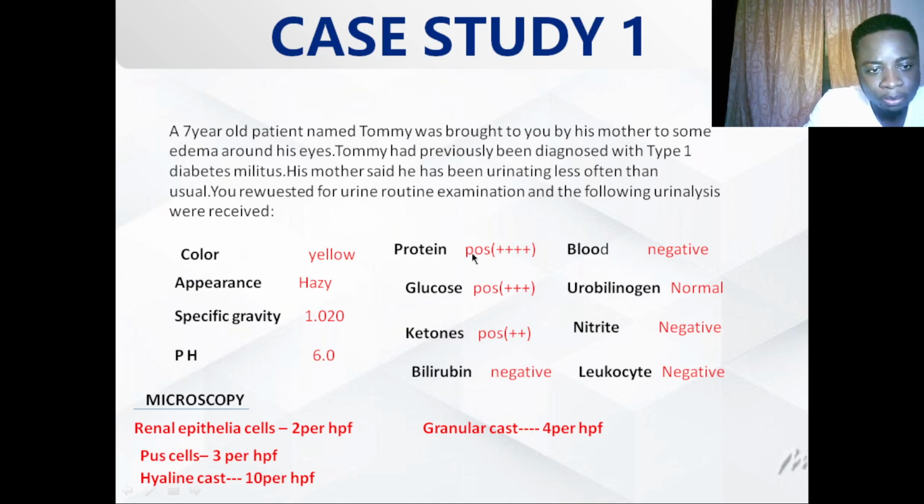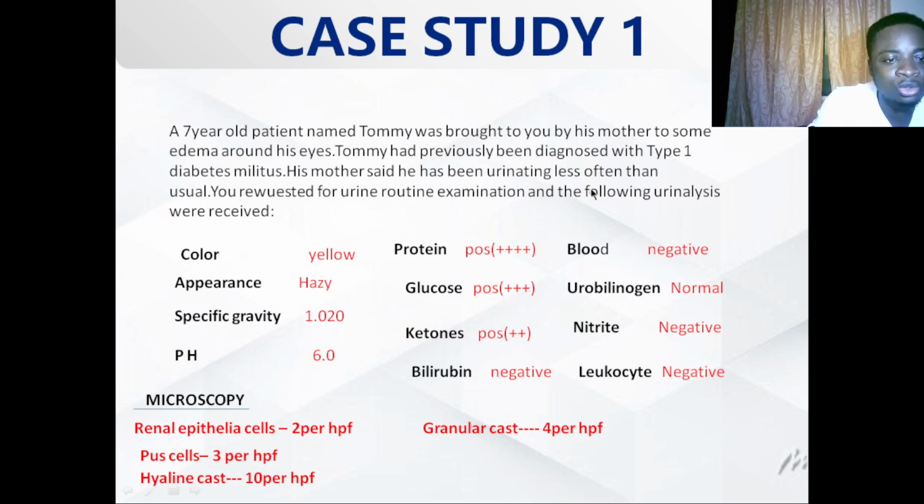Now, protein 4 pluses. In normal circumstances, you shouldn't see even 2 plus or 1 plus in a healthy person. But what may be the possible cause? Remember that Tommy had previously been diagnosed with type 1 diabetes. So glucose is high, which means the diabetes is still there. Ketones are telling you that diabetes is still there. So there is accumulation of glucose in the blood, and because of that, it can lead to what is called glucose-induced kidney failure or kidney damage.